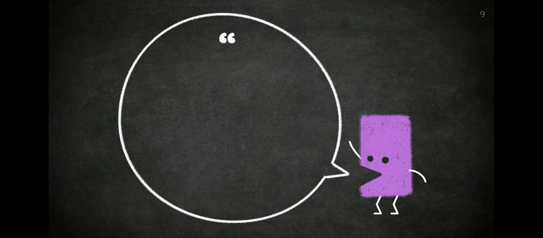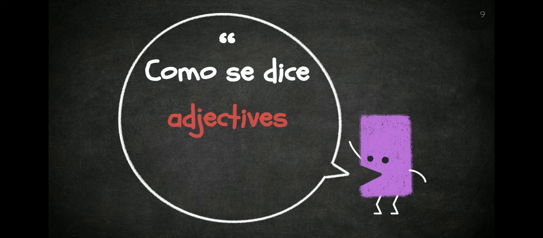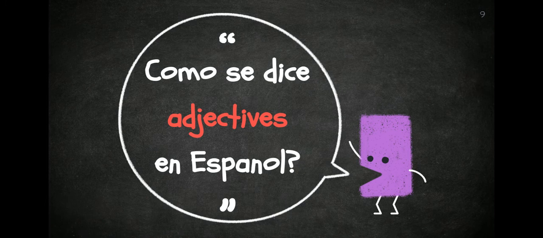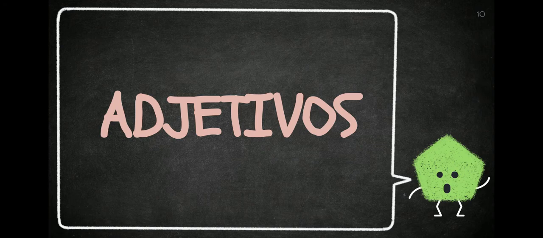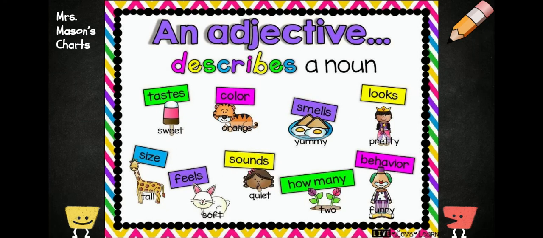So we have a question. ¿Cómo se dice adjectives en español? ¿Alguien sabe? Does anyone know? If you said adjetivos, you're correct. Please write this down if you need to. Now, an adjective describes a noun. Thank you to Mrs. Mason's charts for this wonderful chart showing some of the adjectives that could describe some nouns.